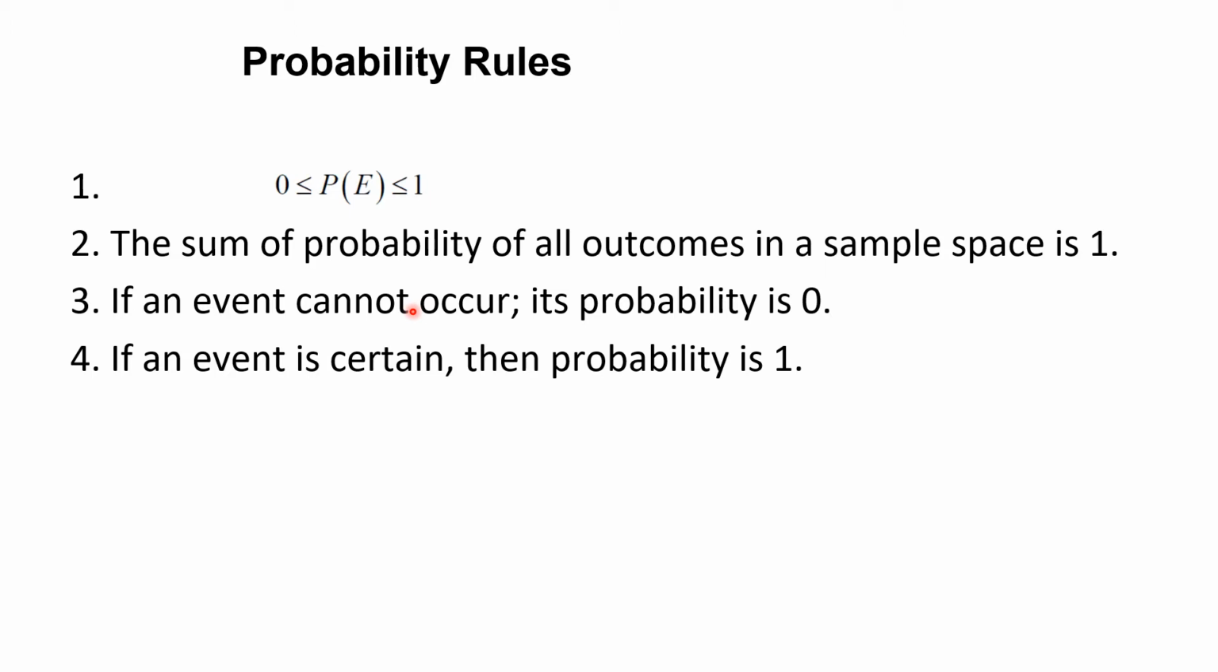Another example is if you toss a coin, there are only two possibilities, which are head or tail. The probability of getting a head is half and the probability of getting a tail is half. So half plus half is 1. So the sum of probabilities of all possible outcomes in one sample space is only maximum 1. So you have to really understand these probability rules.